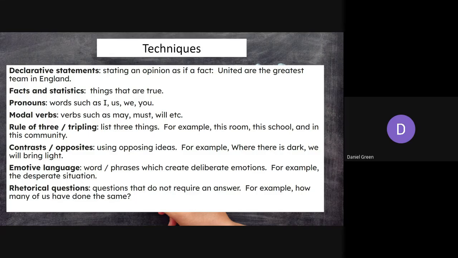Facts and statistics as well, things that are true. Pronouns, words such as I, us, we, you, incredibly important for speeches because you're trying to involve the audience. We need to stand up and do something. You know, pronouns are super important. Modal verbs, may, must, will. Okay, they may break us down, but we will fight back.